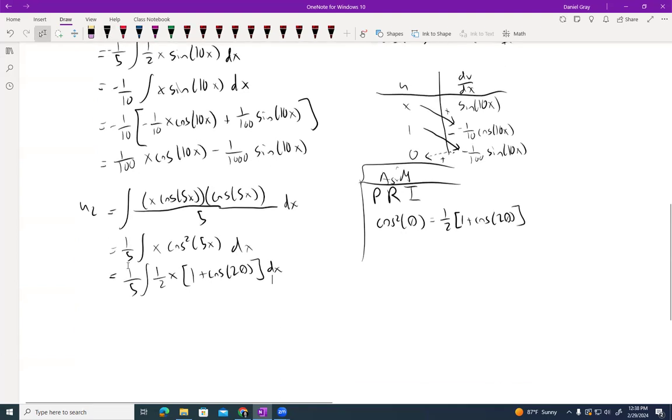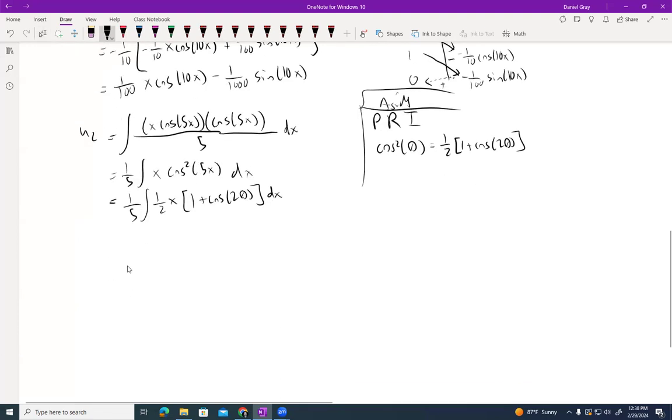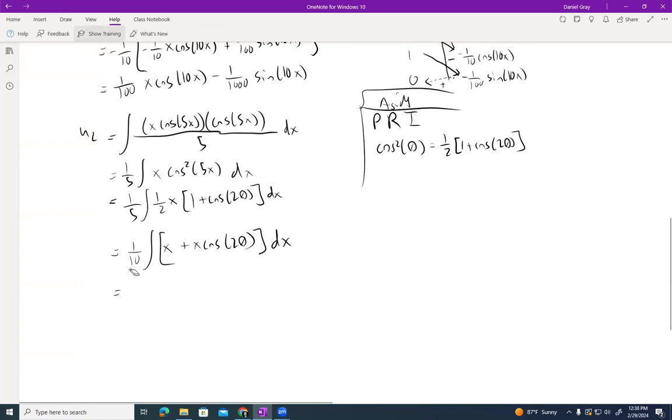Now I can integrate this thing. Factor the 1/2 out, so this is 1/10 times the integral of, I'll distribute the x, x plus x cosine of 2 theta, dx. So I'm going to get that this is 1/10 x squared over 2, so maybe I'll write this as negative 1/20. Oops.